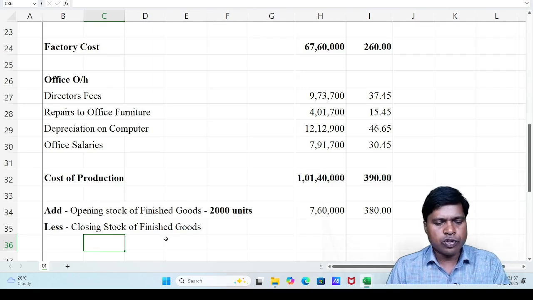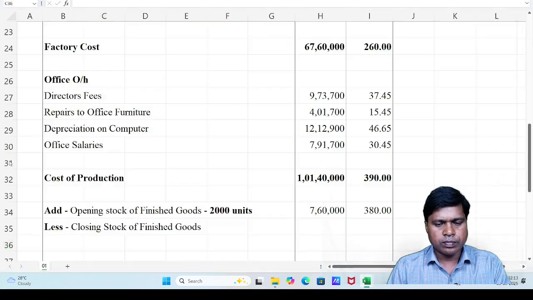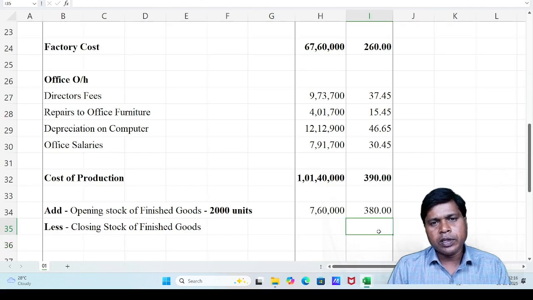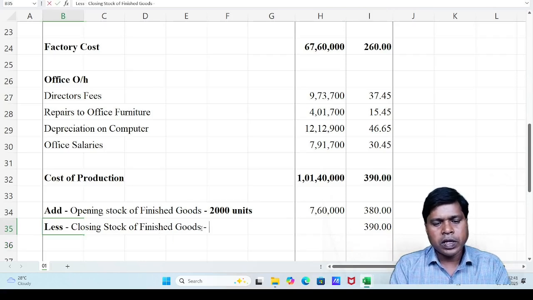We can see in the question, closing stock of finished goods 3,000 units, question mark. It means the amount of closing stock of finished goods is missing, so we have to calculate it. We have to use the rate of current year cost of production. So always first write the current year cost of production rate, which is same as above, 390. And the number of units unsold is given in the question, which is 3,000. Same as for opening stock, we can write 3,000 units for our own information.